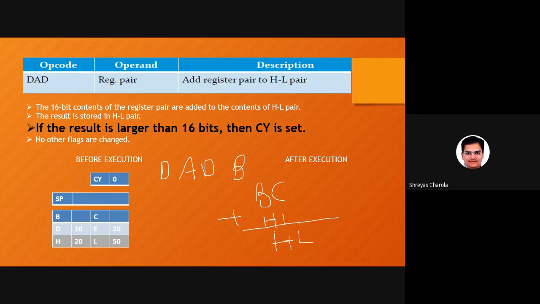Is it clear or not? Okay. Same as an accumulator, what we are doing in the ADD instruction, it will always be added with the accumulator and the answer will be stored in the accumulator.